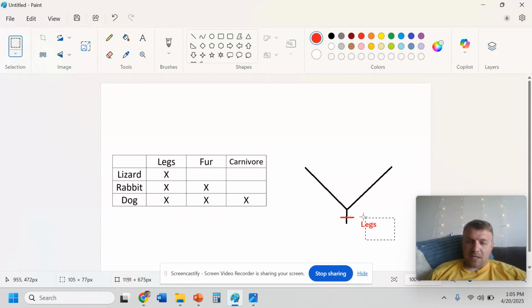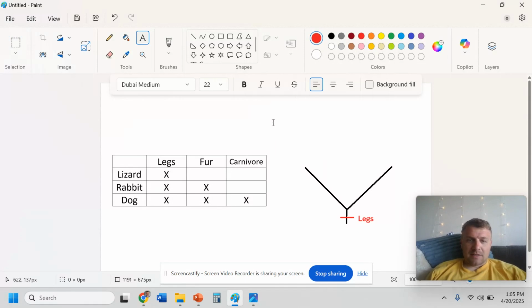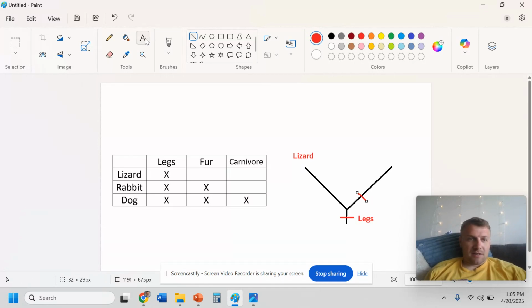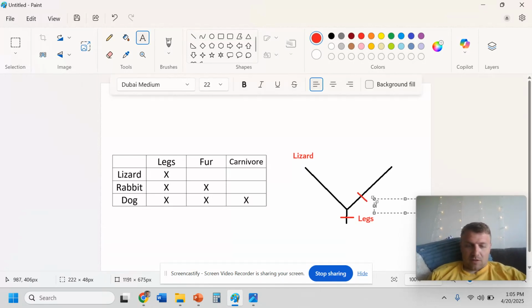So again, the adaptations are going to go next to these lines, and then the only organism that has legs is the lizard. So again, I'm going to bring this down because there was a speciation event, and that's going to go right here. Okay, the next adaptation to evolve is fur because rabbits have fur and legs. So I'm going to make a little adaptation line there. I'm going to put fur.